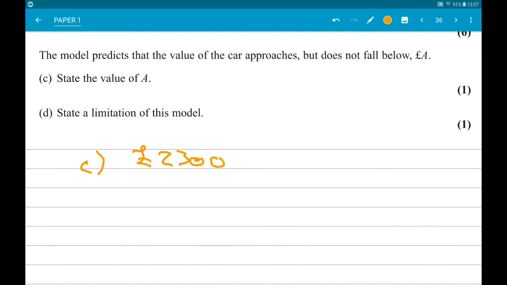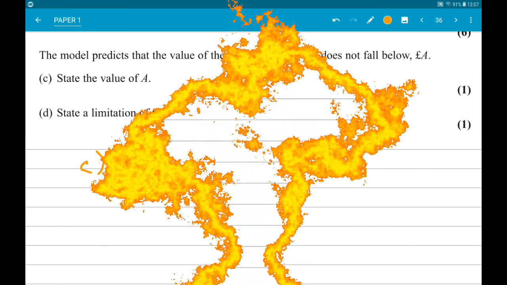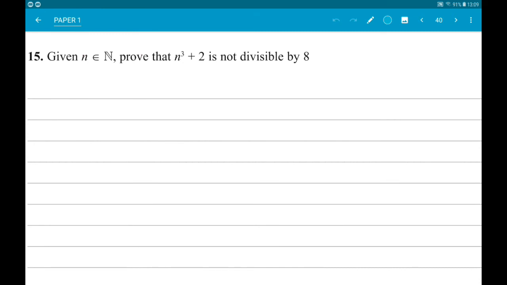Okay, then part D wants a limitation of the model. So, the value of the car may not always behave this way. Say, for example, if the car crashes, then its value might straight away be £0. Or, if it's a classic, then its value may start to increase after a certain time. Anything like that.